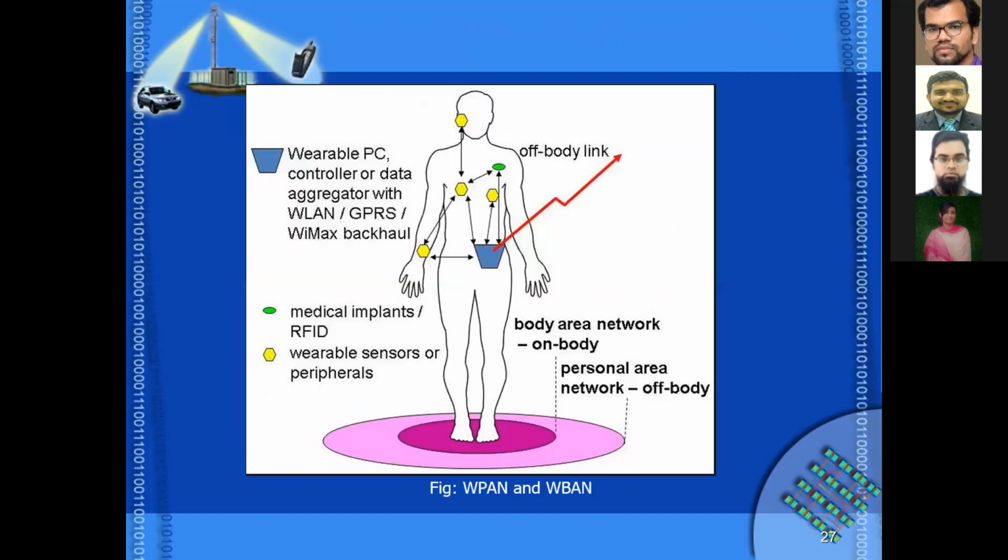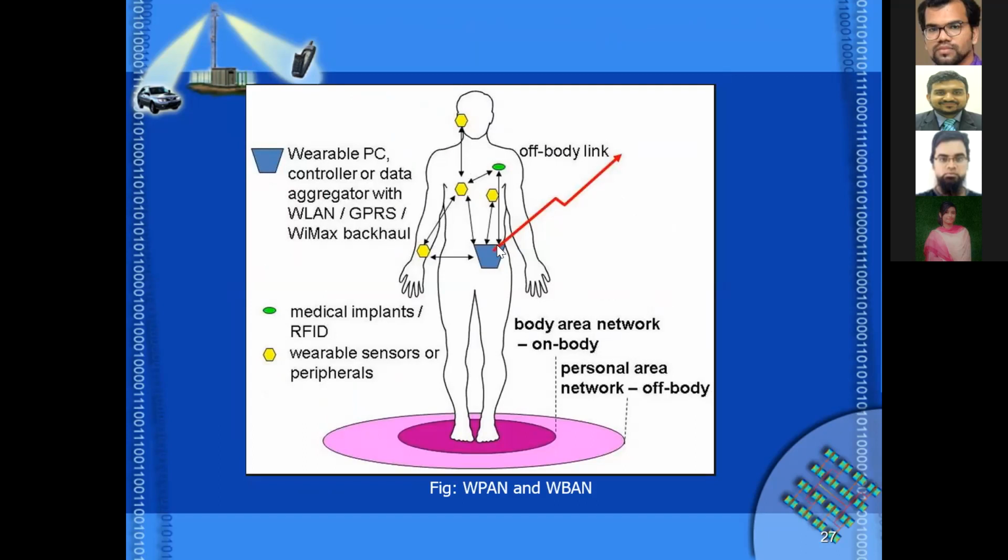So now if you see the wireless personal area network and the wireless body area network, you can see the surrounding circle from the outside. That's the wireless personal area network. Then closely is the wireless body area network. And you can see the yellow color, the nodes are connecting inside on the body, for example a wearable sensor, trying to get connected.